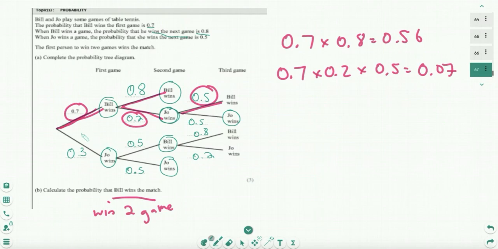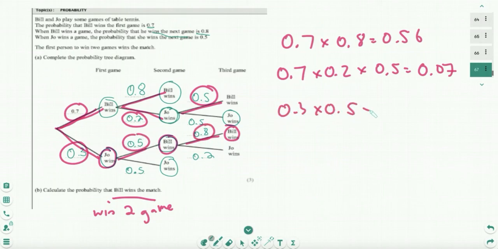What's another way he can win? Well, here. He loses the first game, but he wins the second and wins the third. He's won 2 games there. So let's combine these 3 probabilities. So 0.3 times 0.5 times 0.8 is 0.12.